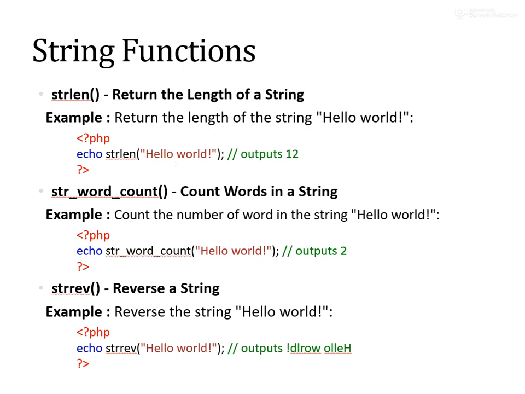Then we have the function str_word_count, which counts words in a string. Like here in the example, when we call this str_word_count function on the string hello world, it tells us that in this string we have two words, one is hello and the other is world, so it will output 2. Then there is another function, strrev, the string reverse function, which reverses the string. When we call it on any string, like hello world, it returns the reverse of that string, so it will output like this.